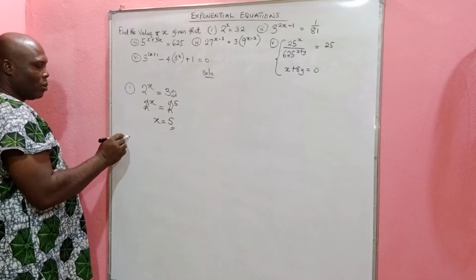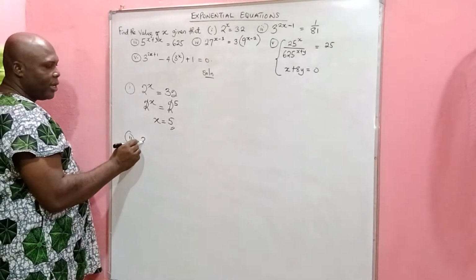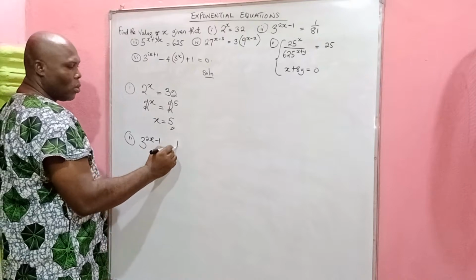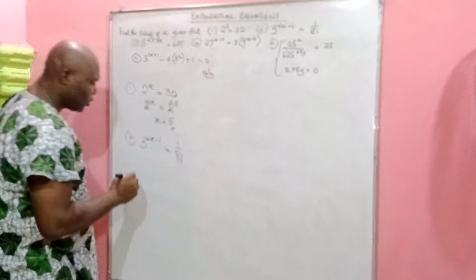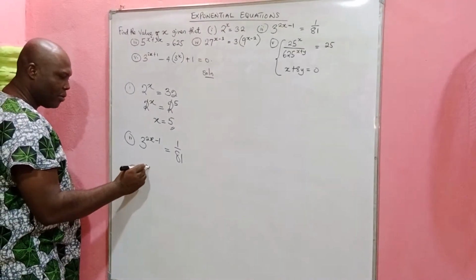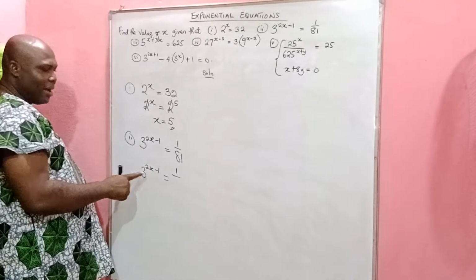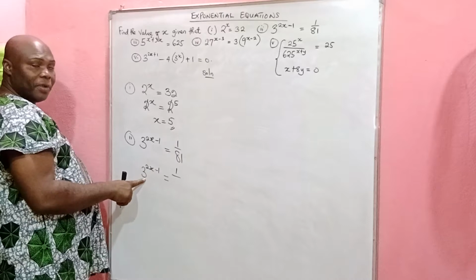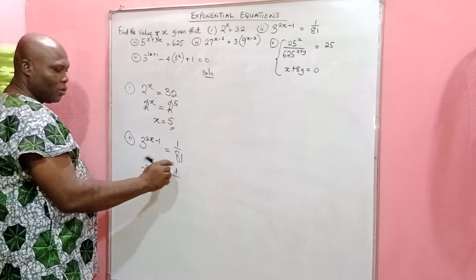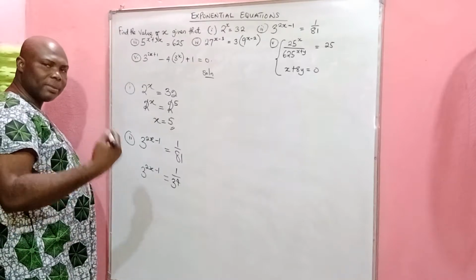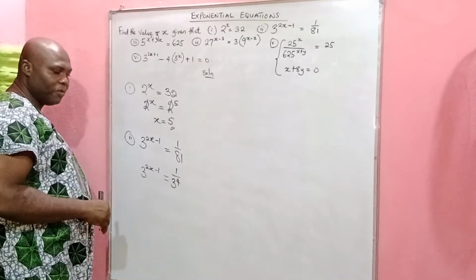So the next one, number 2, we have 3 raised to the power of 2x minus 1 is equal to 1 all over 81. So we are going to have 3 raised to the power of 2x minus 1 equal to 1 all over 81. Definitely we will have a base that raised to a power will give 81, and that will be 3 raised to the power of 4. 3 times 3 times 3 times 3, four places, will give you 81.